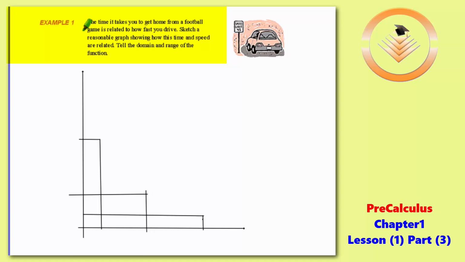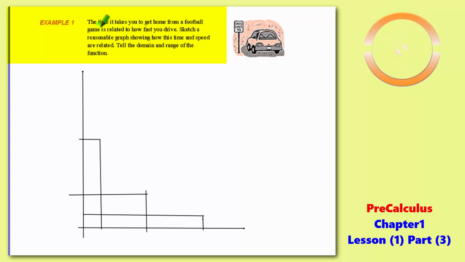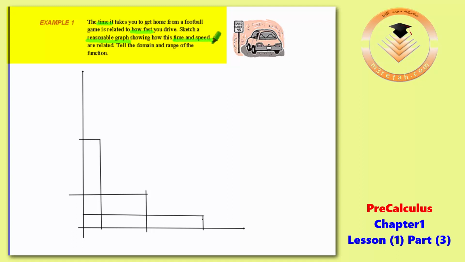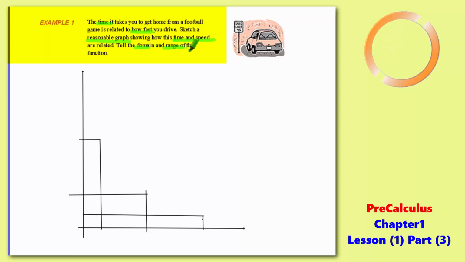The time it takes you to get home from a football game is related to how fast you drive. Sketch a reasonable graph showing how this time and speed are related. Tell the domain and range of the function. Okay, first we are going to, of course, describe the relationship between time and speed at certain points.